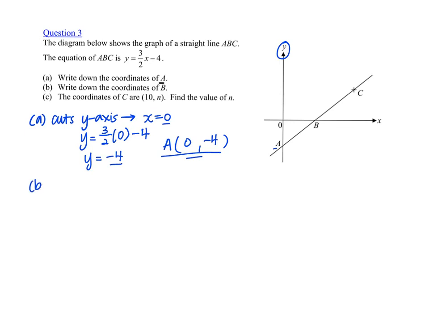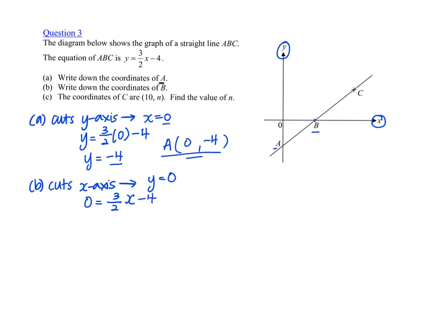Next one, part B. Write down the coordinates of B. Do you know how to find the coordinates of B? Now, taking a look at point B, B cuts which axis? The line cuts the x-axis. So when it cuts the x-axis, what happens to the y value? The y now becomes 0. So that means I have my equation. y is now 0, 3 over 2 times x minus 4.